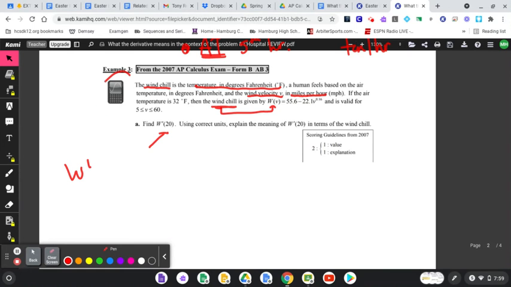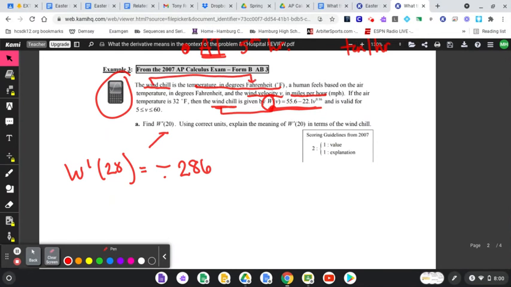W prime of 20, again, they're telling me it's calculator active. I'm throwing this in Y1. I'm hitting math 8 at 20. And again, you can verify this on your calculator. I'm getting negative 2.86. Okay, now we got to talk units. The derivative of W is measured in degrees Fahrenheit, so this is degrees Fahrenheit per, because it's a rate, per the function inside, which is measured in miles per hour. So I get degrees Fahrenheit per miles per hour.